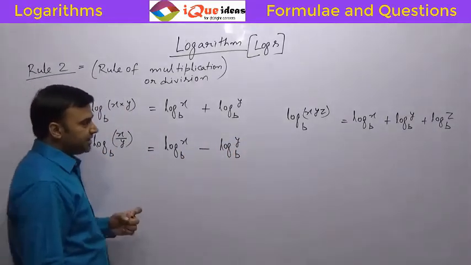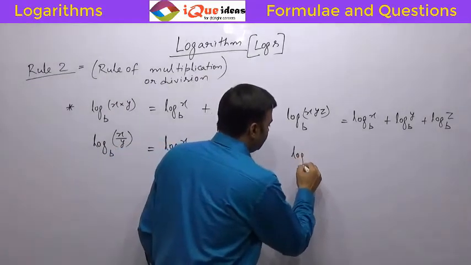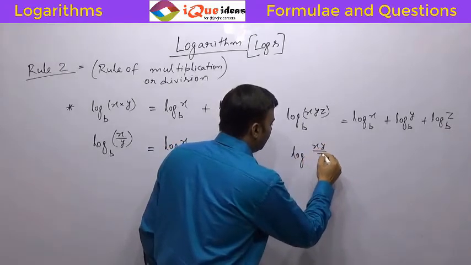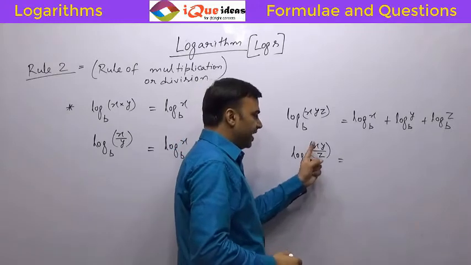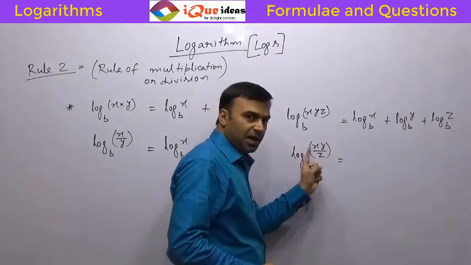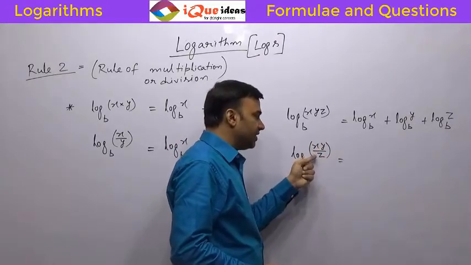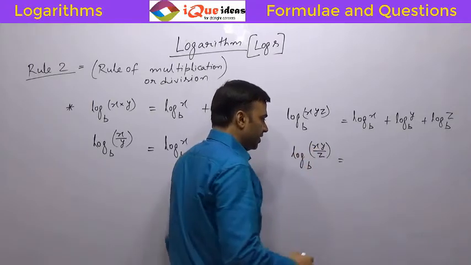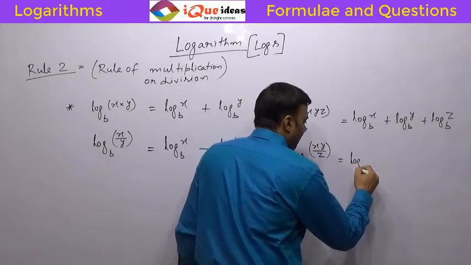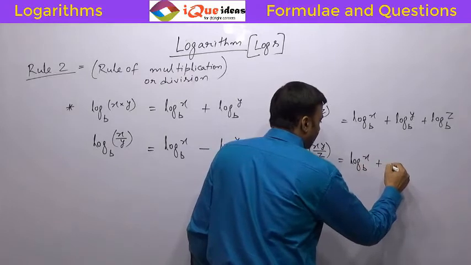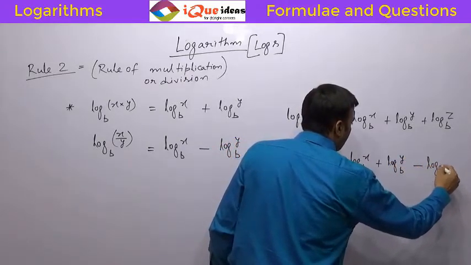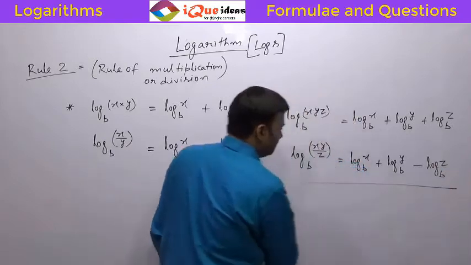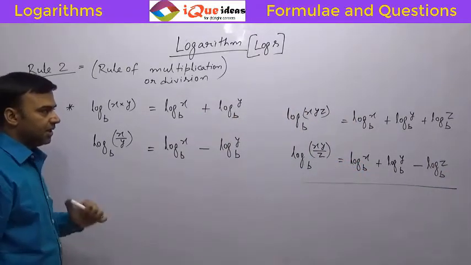All right. Let's take a mixed example. If I have log of xy divided by z to the base b, how would you open it? If you see x into y divided by z, wherever there is a multiplication, they will be added, and the number which comes in division will be subtracted in the log. So it will become log of x to the base b plus log of y to the base b minus log of z to the base b. Let's take some questions on them.